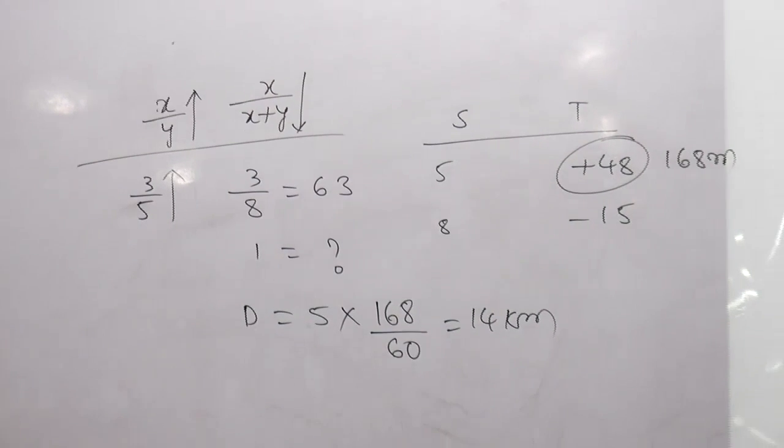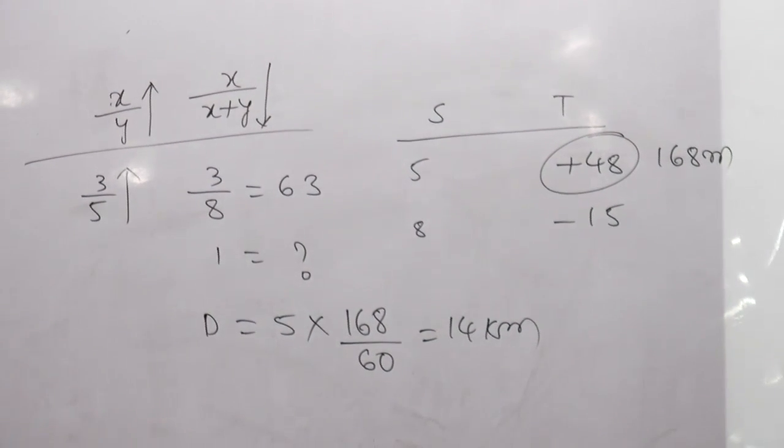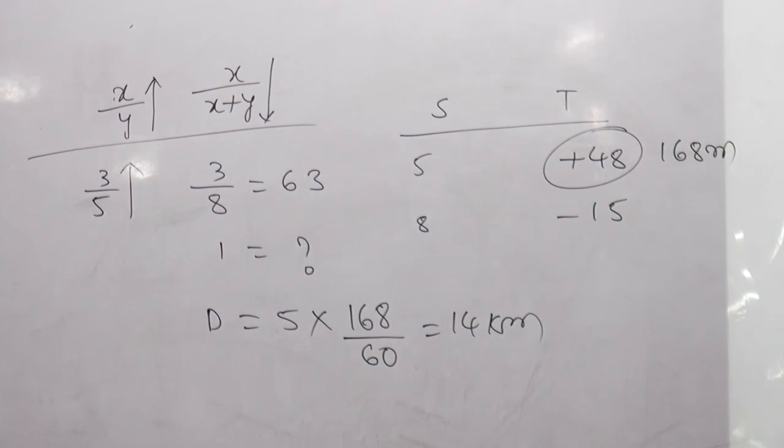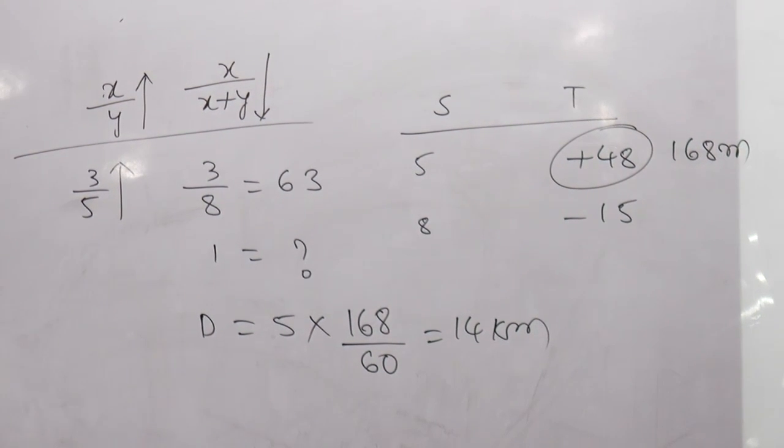Whenever speed and time are involved, use the inversely proportional rule. For an increase of x by y, there should be a decrease of y by x plus y. Over? Next.